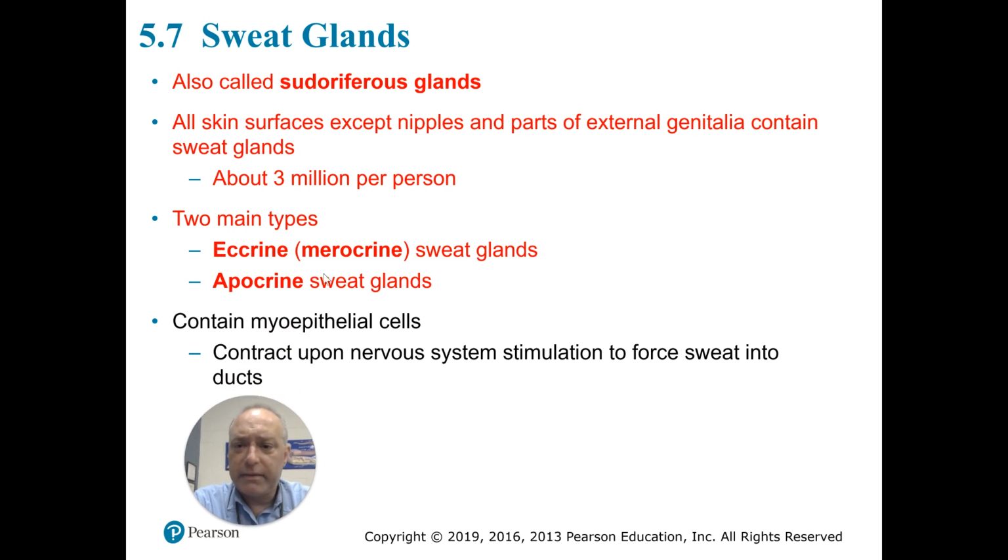Okay, sweat glands. These are also called sudoriferous glands. All skin surfaces except for nipples and parts of external genitalia contain sweat glands. There's about 3 million per person. And there are two different types of sweat glands. There's the eccrine sweat glands. These are the everywhere glands, E for everywhere for eccrine. They're merocrine, so they dump their contents by exocytosis onto the adjacent areas. And you also have apocrine glands, which are other sweat glands.